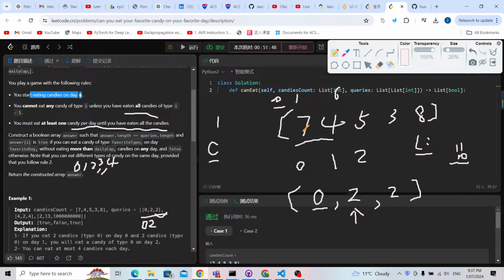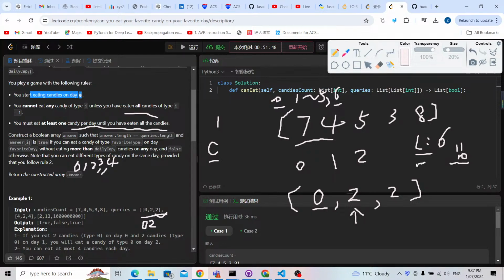We still have 1 candy of type 0 because we have 7 candies. So before that, from 0 to 5, we consumed 6 candies, but 7 minus 6, we still have 1 candy. So it means 6 is gonna be the latest day we can eat type 0 candy. So the latest day is gonna be 6.